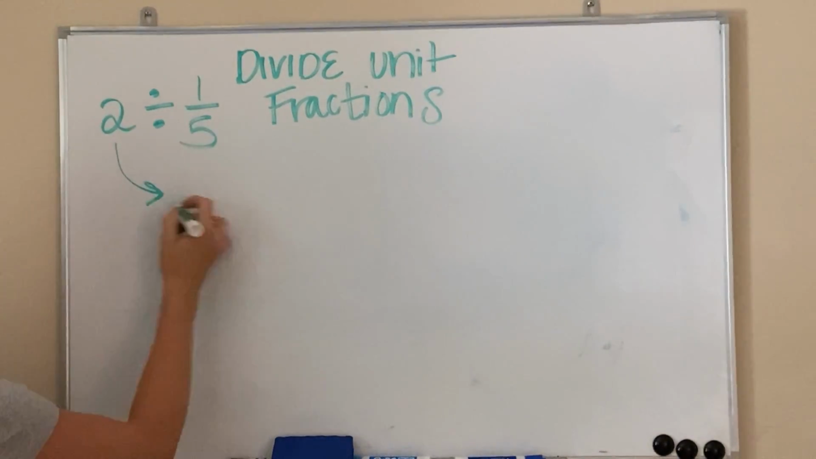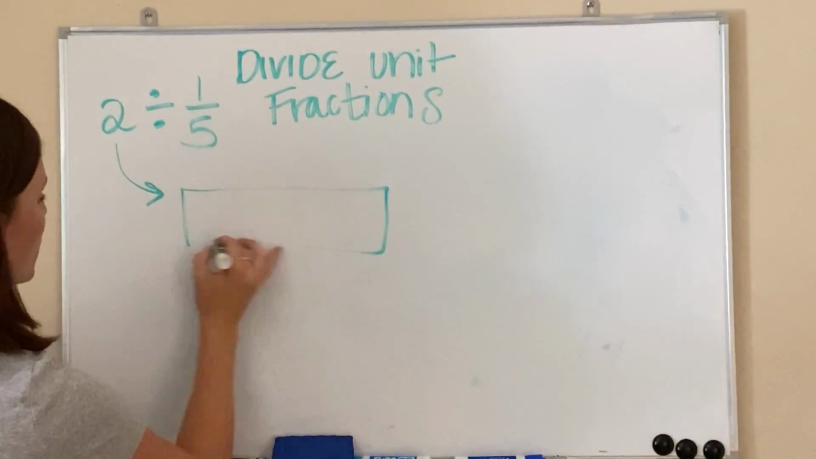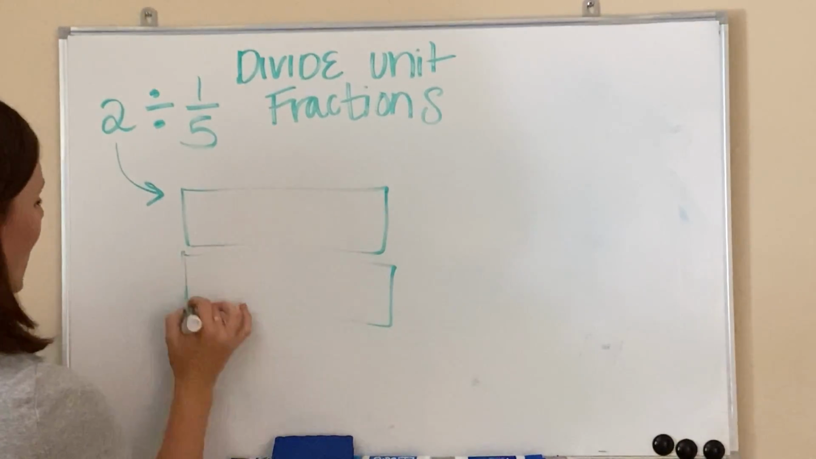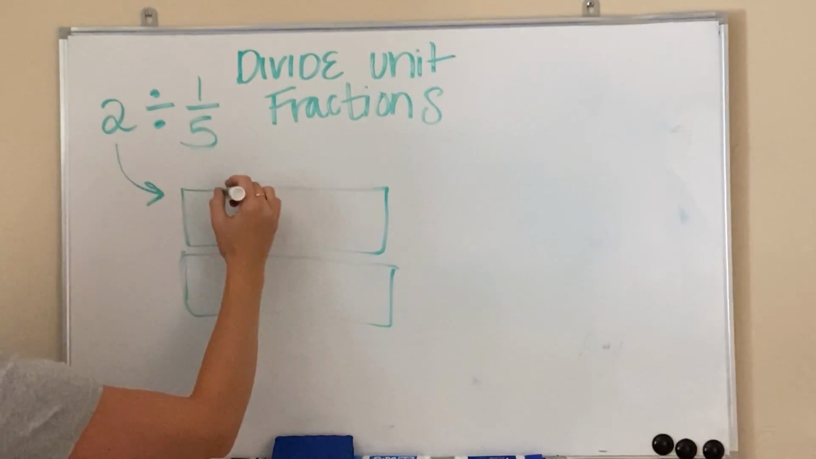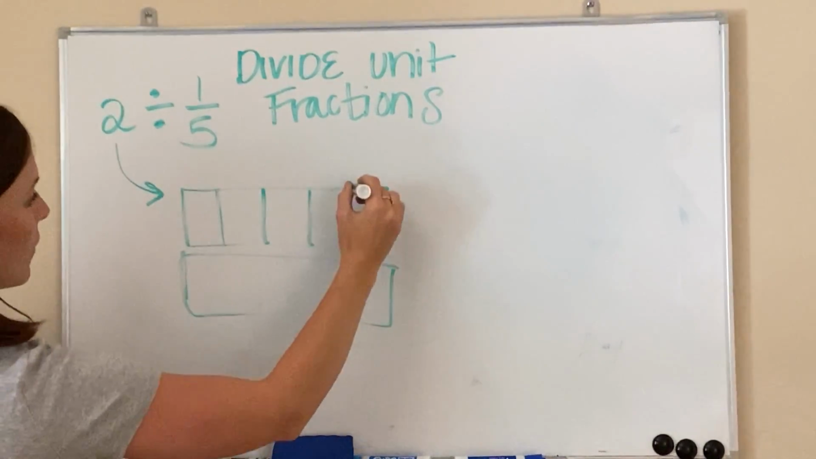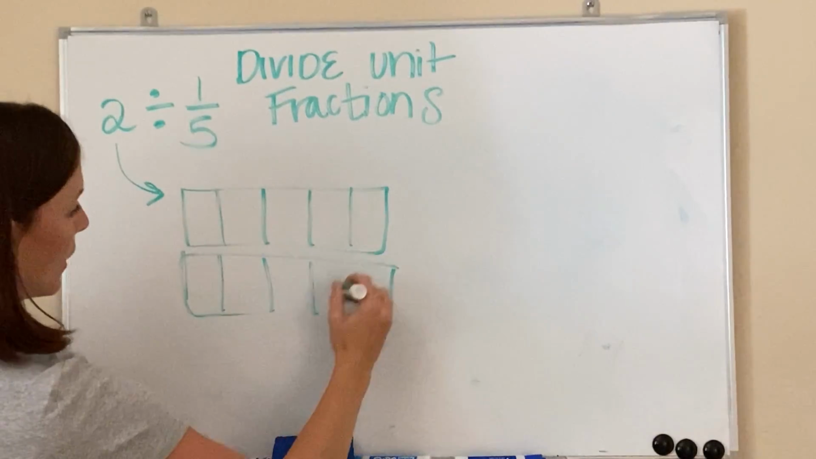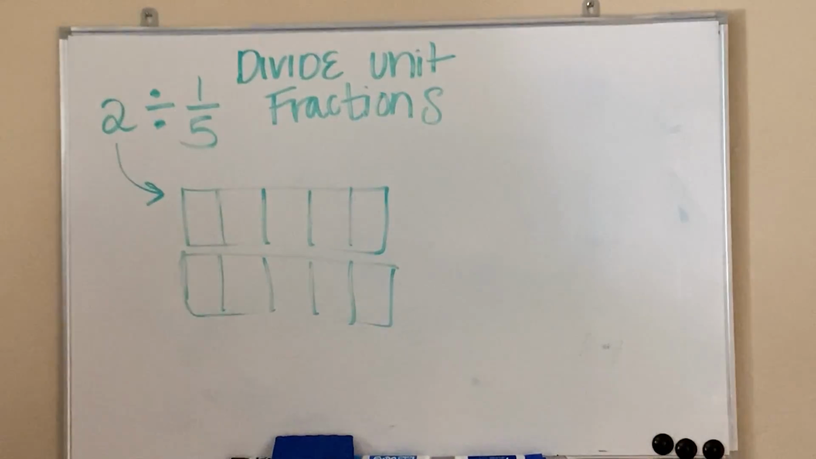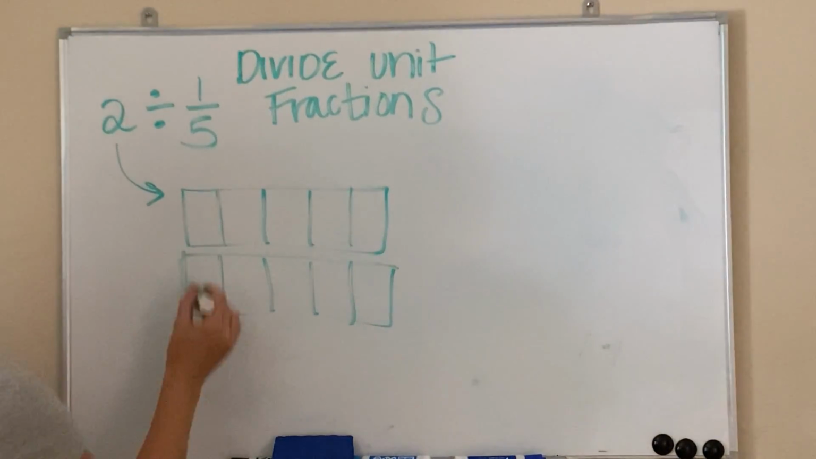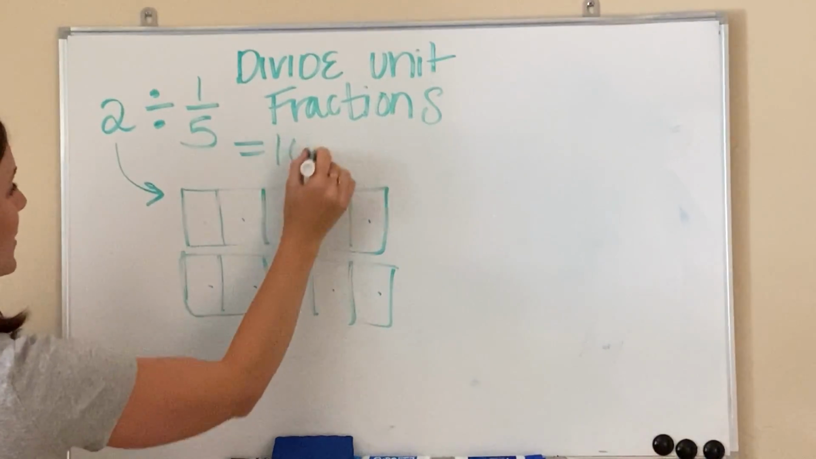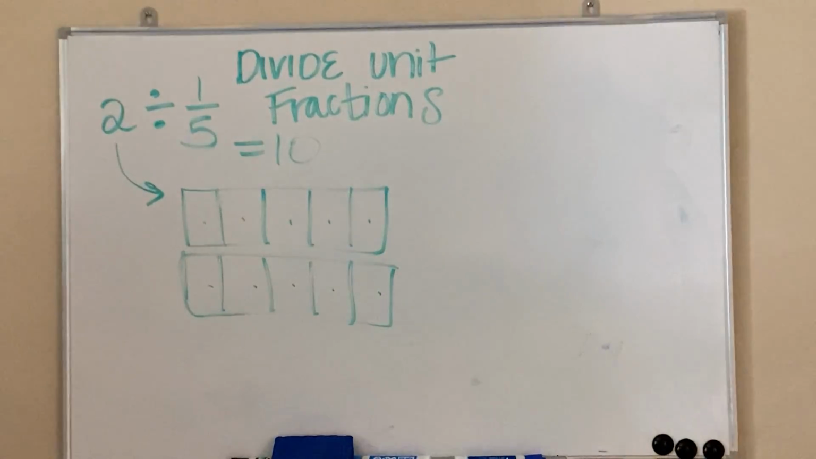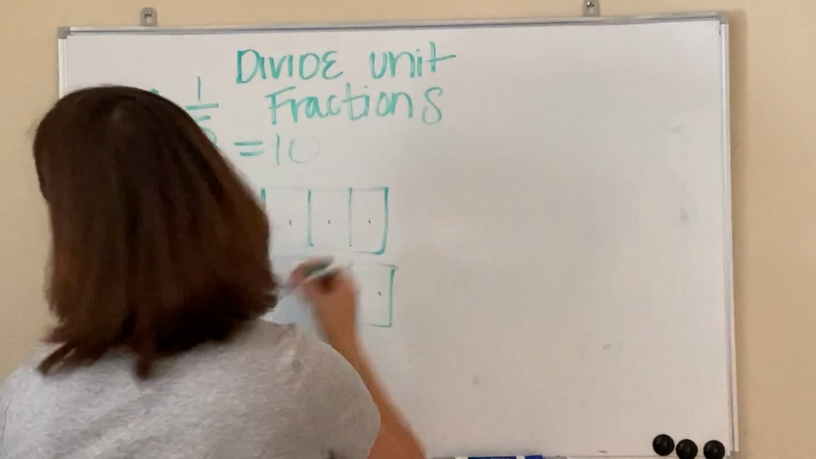So what this says is take 2 wholes and divide them into fifths because there's a 5 there. And then all you need to do is count up how many you have. I have 10, so our answer is 10. Pretty easy, right? Let's do another one.